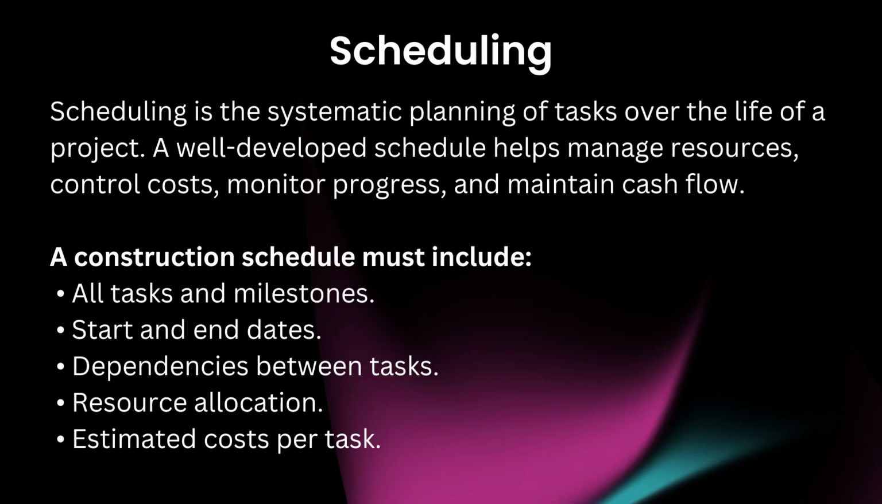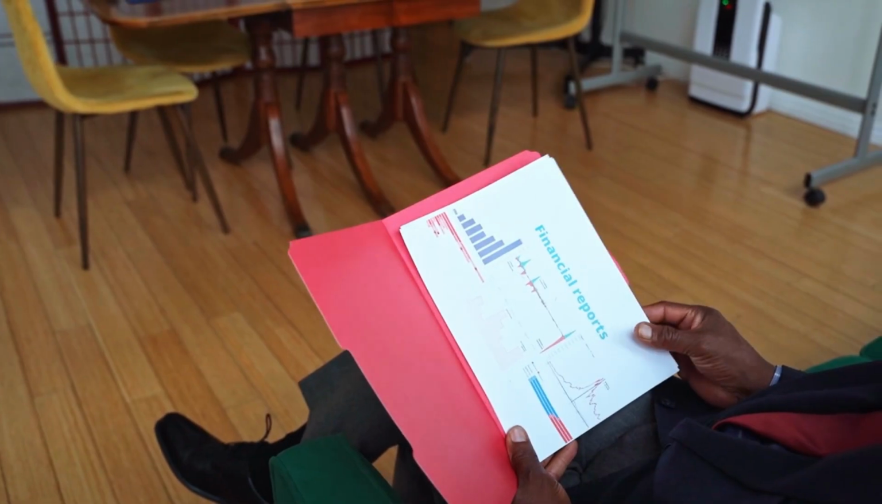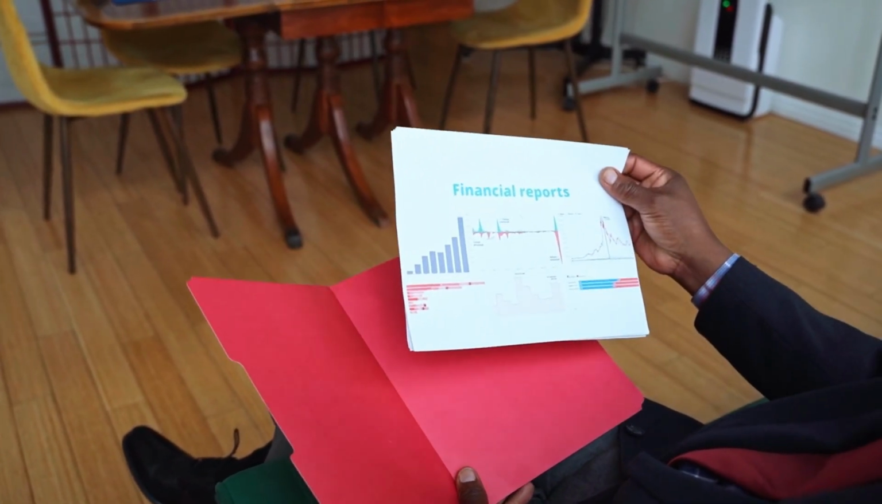Scheduling. Scheduling is the systematic planning of tasks over the life of a project. A well-developed schedule helps manage resources, control costs, monitor progress, and maintain cash flow. A construction schedule must include all tasks and milestones, start and end dates, dependencies between tasks, resource allocation, and estimated costs per task. Scheduling is not just a project management tool. It is a financial tool that affects cash flow and profit margins.